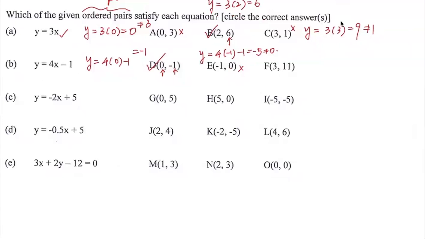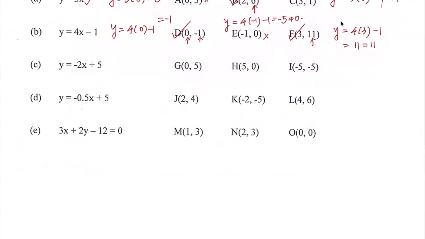What about 3? y is equal to 4 times 3 minus 1. 4 times 3, that's 12. 12 minus 1, that's 11. 11 is equal to 11 here. So F is also a correct answer. So for part B, there are 2 points that satisfy this linear equation: (0, minus 1) and (3, 11). These 2 points both satisfy the linear relation.